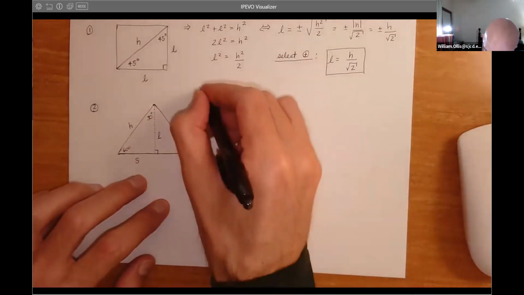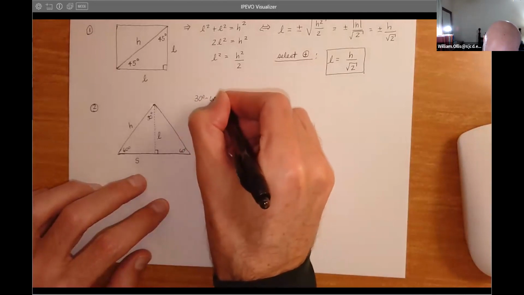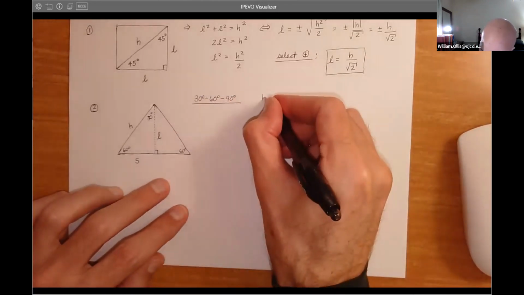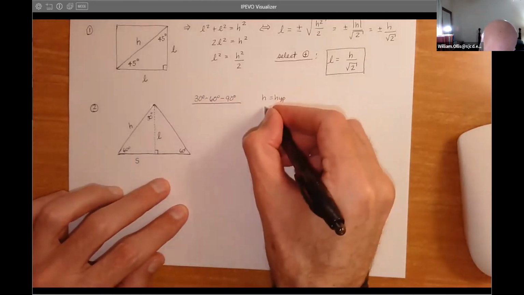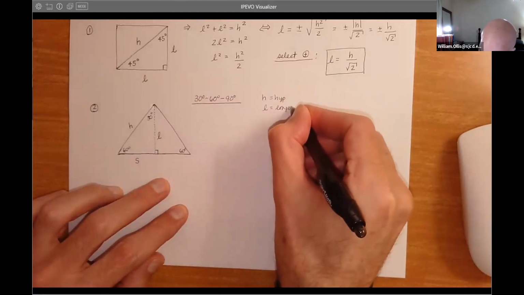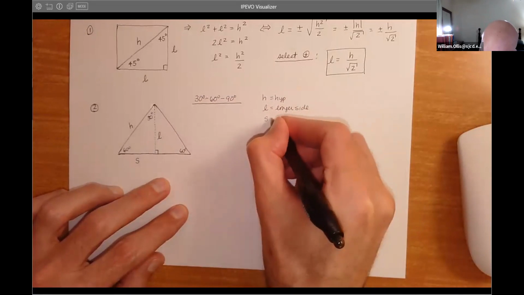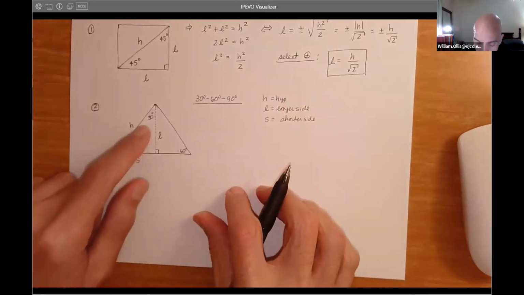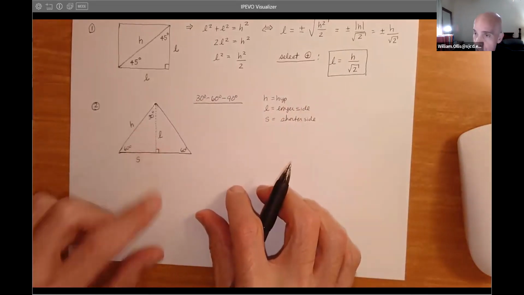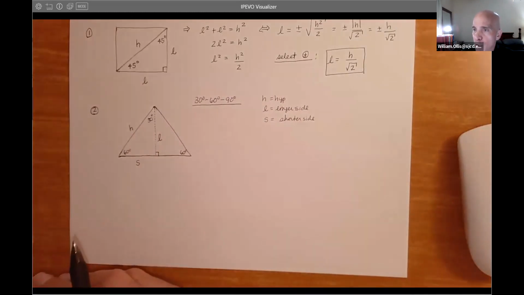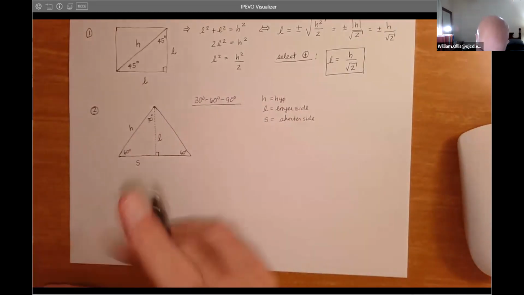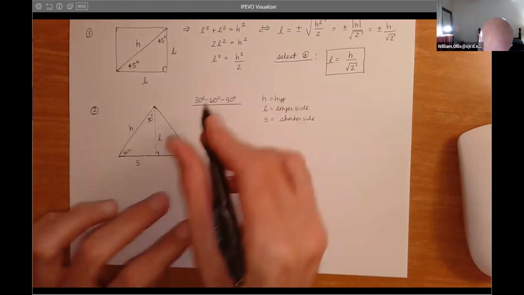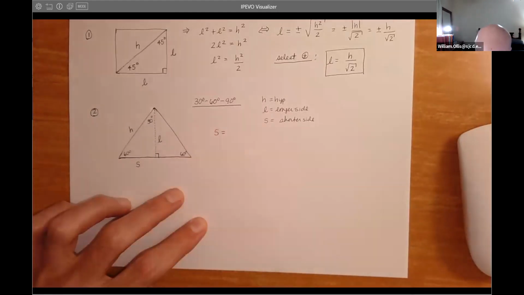So with the 30, 60, 90, we have this setup where H will be hypotenuse, L is longer side, and S will just be the shorter side. Again, the shorter side is opposite the smaller angle, the longer side opposite the larger angle. Again, geometry is very user-friendly lots of times. So now, again, we can look at this and say, well, we already see by the perpendicular bisector that S equals H over 2.